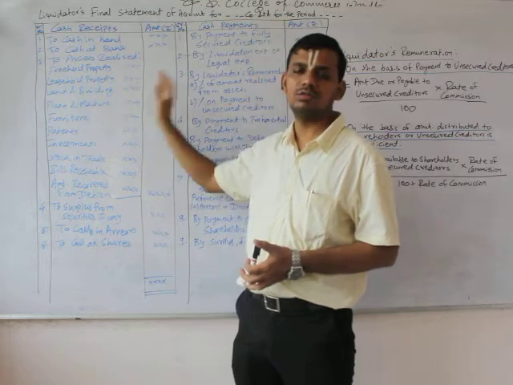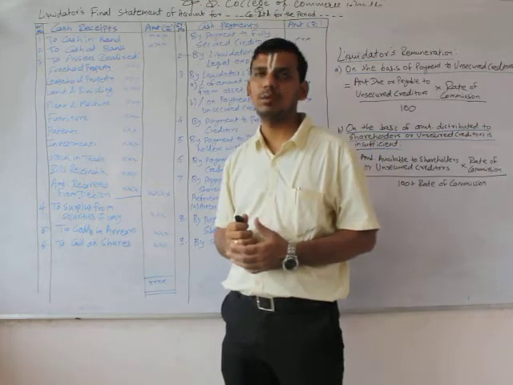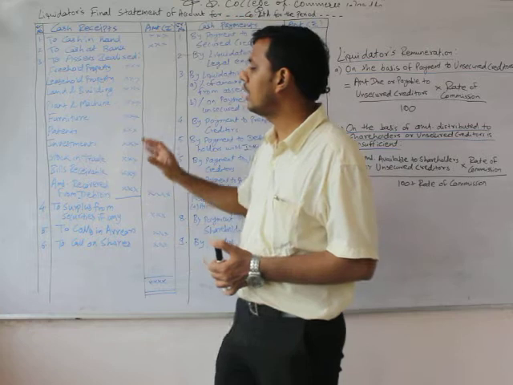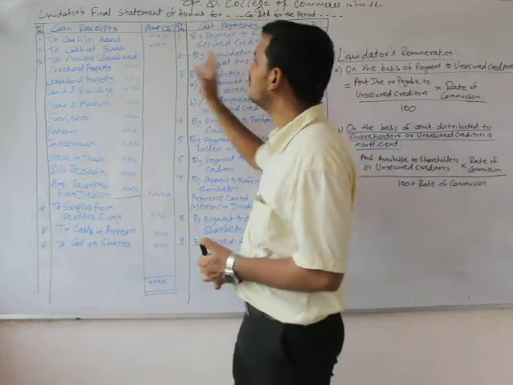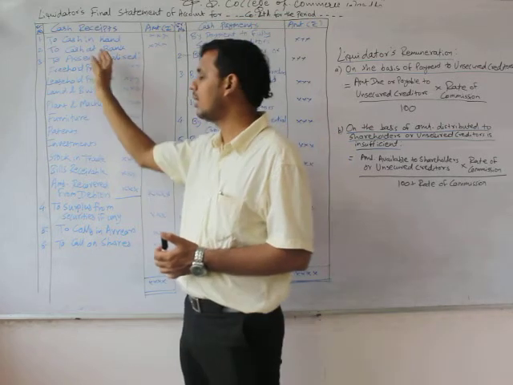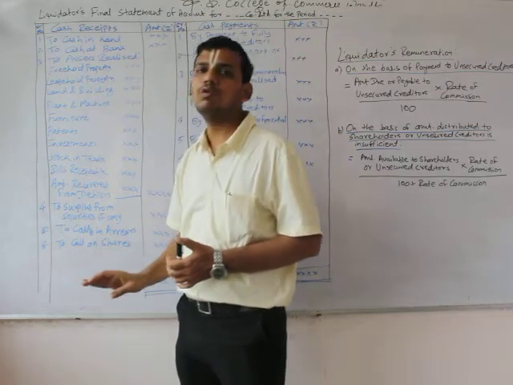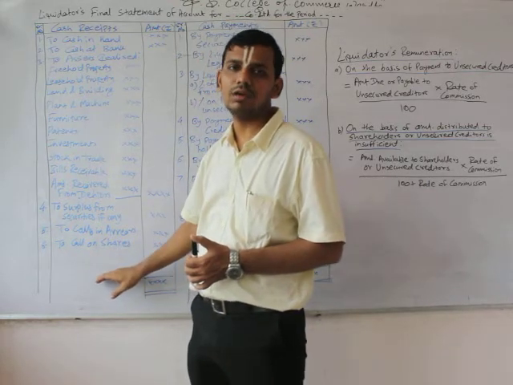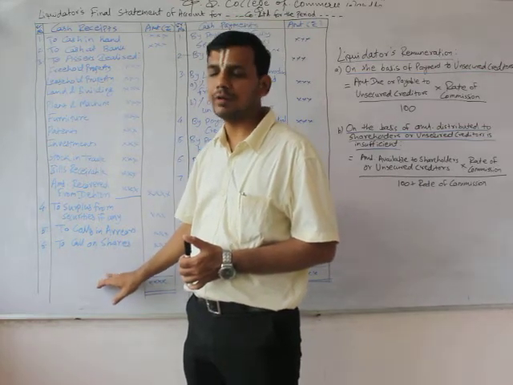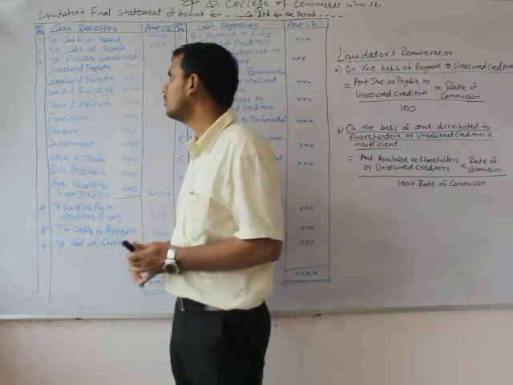So what we have to do is bifurcate our statement into two parts. The first one would be cash receipts and the second part would be cash payments. So there would be at least two columns: cash receipts amount, cash payments amount. The serial number would be as per our convenience. I have put it because it would be convenient to remember the number of heads which we have to insert into the liquidator's final statement of accounts.